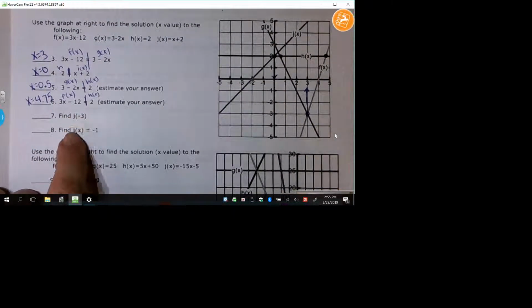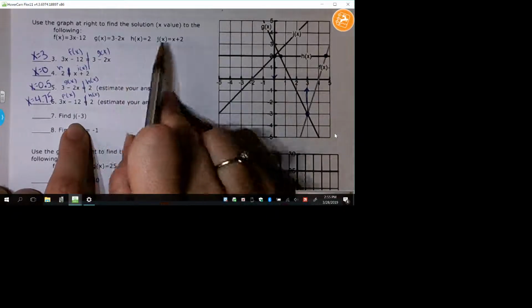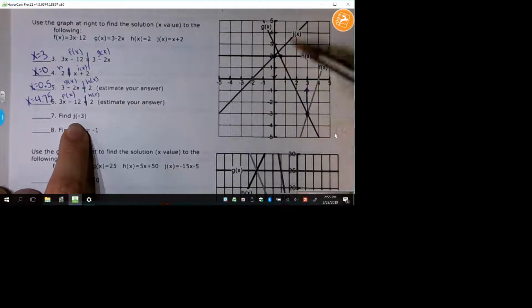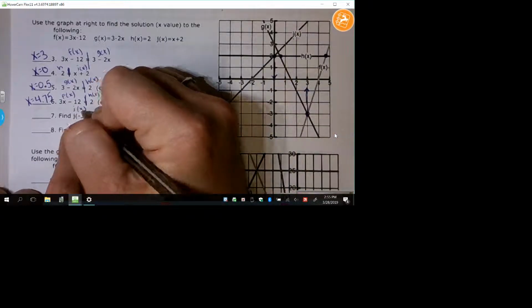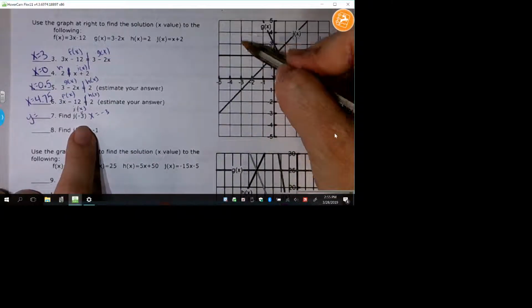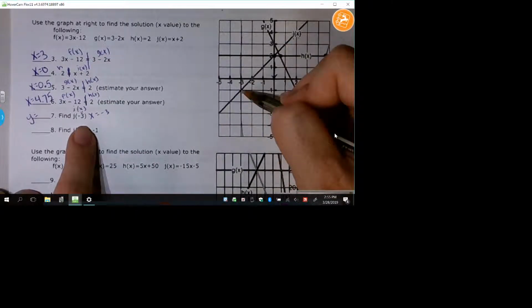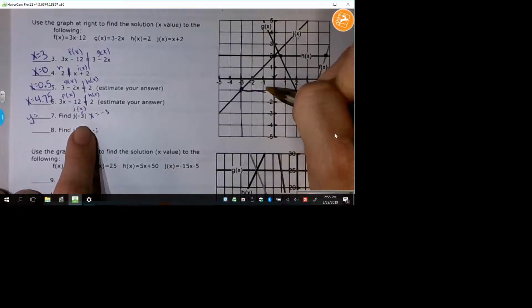Okay. This one's different. It says find j of negative 3. So we know the j equation is right here, and we know the graph of j is right here. What was replaced? In j of x, x was replaced. So we know this is x equals negative 3, so we're looking for y here. X is negative 3 right here, and j touches right here, so that's at negative 1.